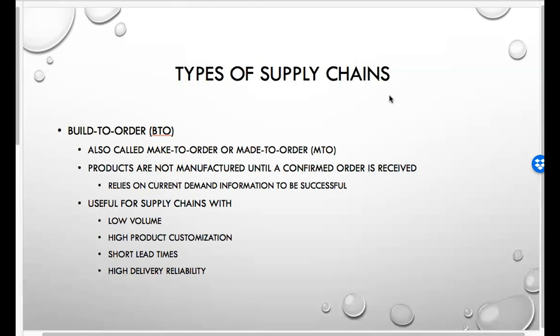Toyota obviously uses a pretty good pull system, and they're high volume. So it's not necessarily true that only low volume people can use pull strategies. I don't want to make that assumption. It's just that supply chains with low volumes usually lean towards pull.